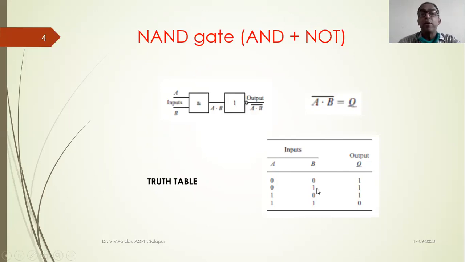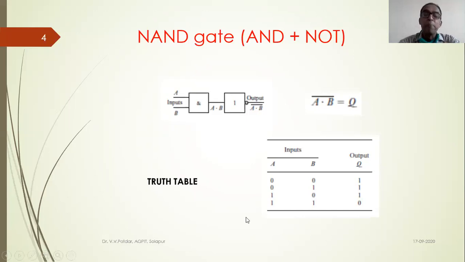So what will the NOT gate do? It will invert that 0 into 1. Now the third condition: A is 1 and B is 0. In the AND gate, A is 1 and B is 0, so the output of the AND gate is 0. And what will the NOT gate do? That 0 will be inverted to 1.